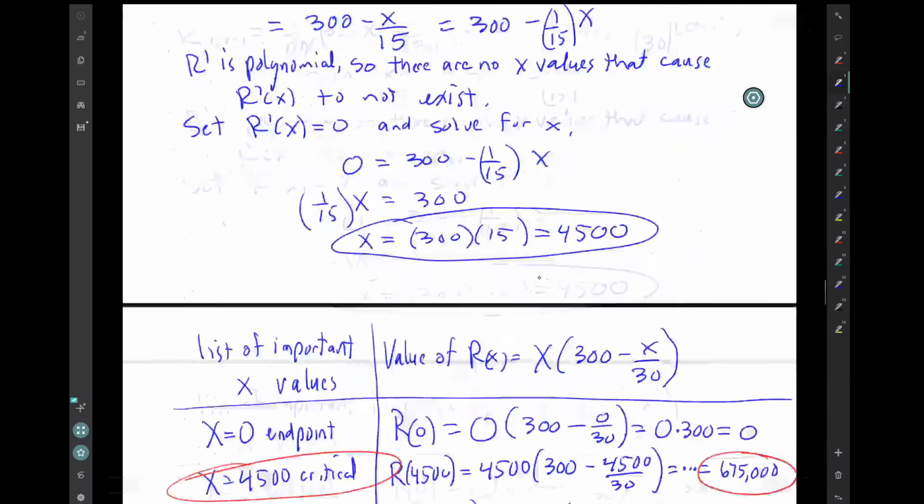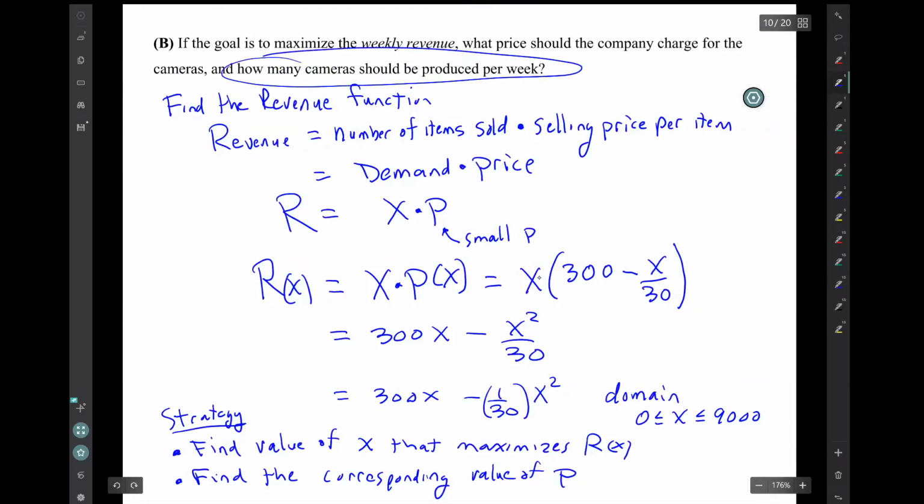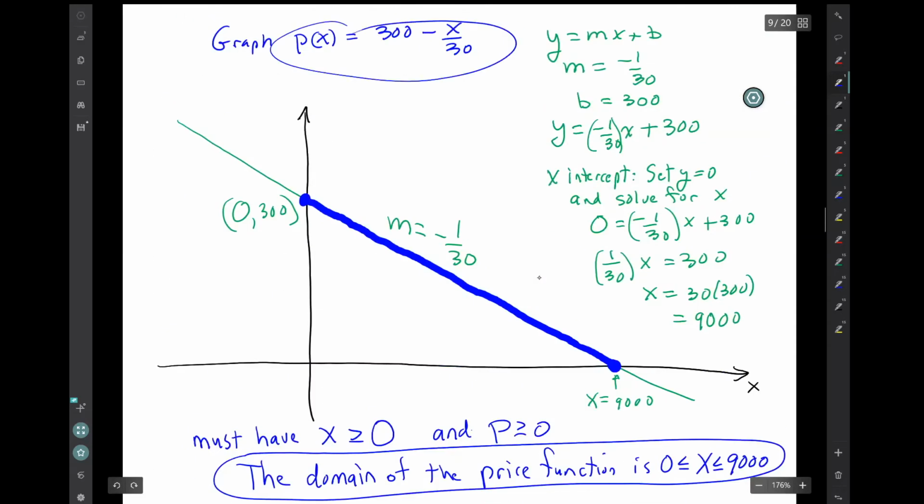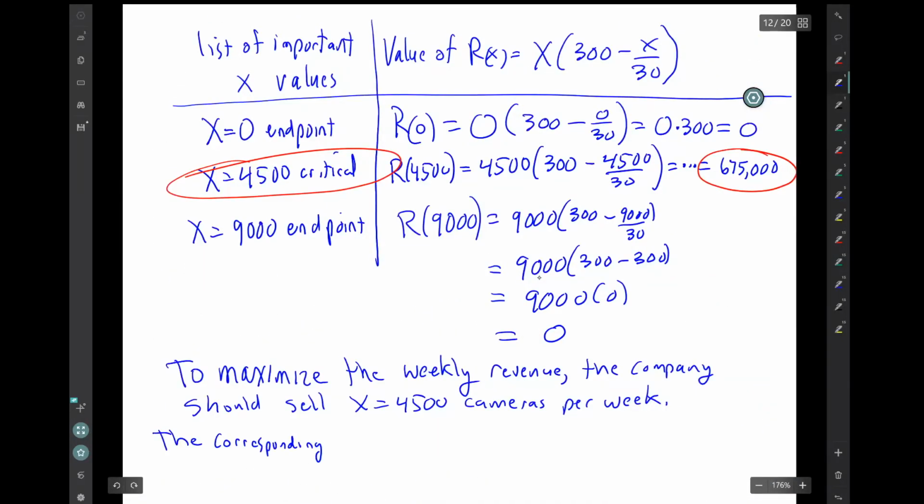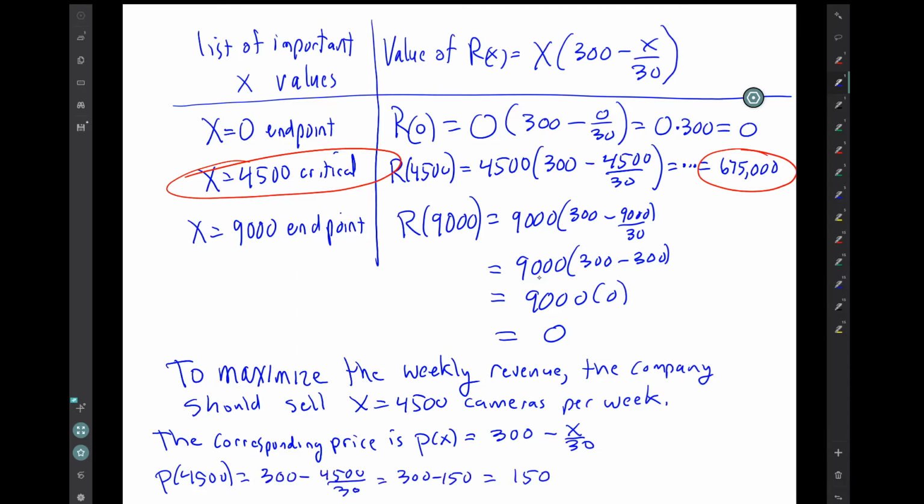Now let's go back up to the question. How many cameras should the company produce each week? Okay, we've answered that, 4,500. But the other part of the question is, what price should the company charge? Well, we have to find the corresponding price. The price is given by that formula. So once we know the value of X, we use that formula to compute the price. So we get a value that P equals 150. So in other words, the company should sell the cameras for $150 a piece.